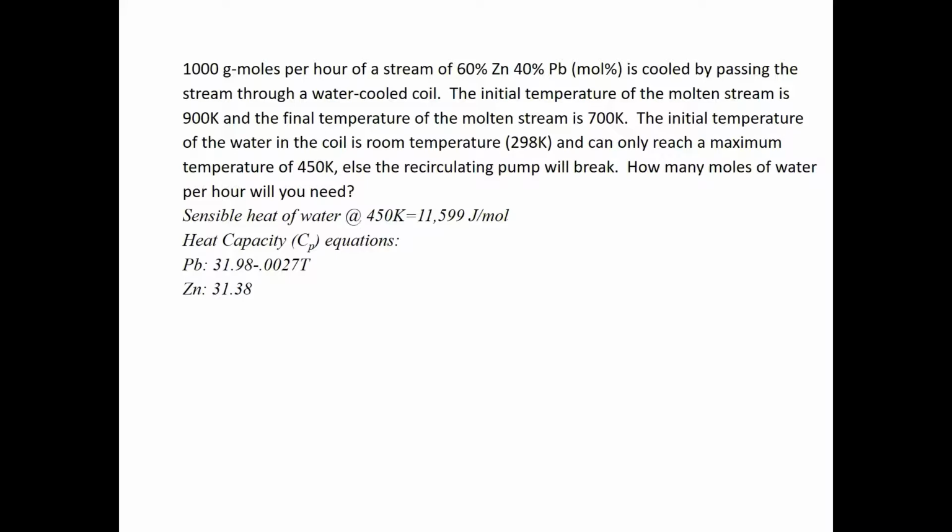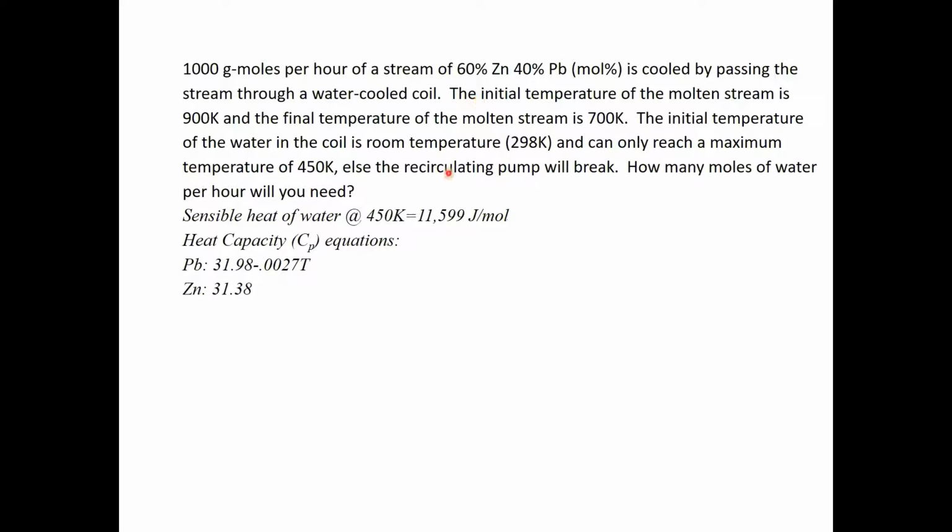We have 1,000 gram moles per hour of a stream of 60% zinc, 40% lead. Hooray, another zinc lead refining problem. We're cooling this stream by passing it through a water-cooled coil. The initial temperature in the molten stream is 900 Kelvin, and the final temperature of the molten stream is 700 Kelvin. The initial temperature of the water in the coil is room temperature, and it can only reach a maximum temperature of 450 Kelvin, else we're going to break the recirculating pump. How many moles of water per hour do you need?